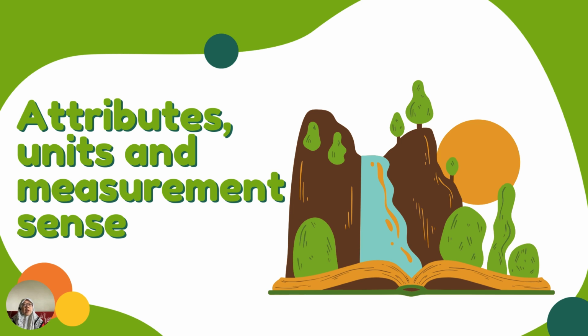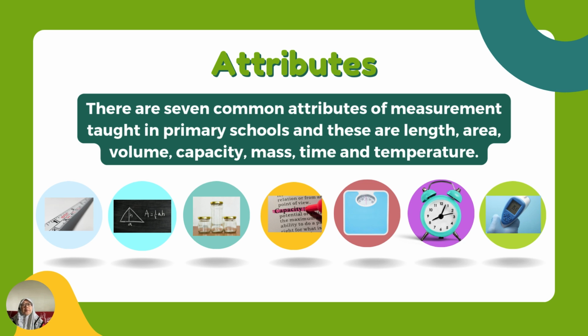So let's look at attributes, units, and measurement sense. So the first thing that you need to know as a teacher are attributes. So here are seven attributes. You can find this in many reference books. So the seven common attributes of measurement taught in primary schools are length. Okay, so that would be on your left hand side, that is length. And then we have area, and then we have volume.